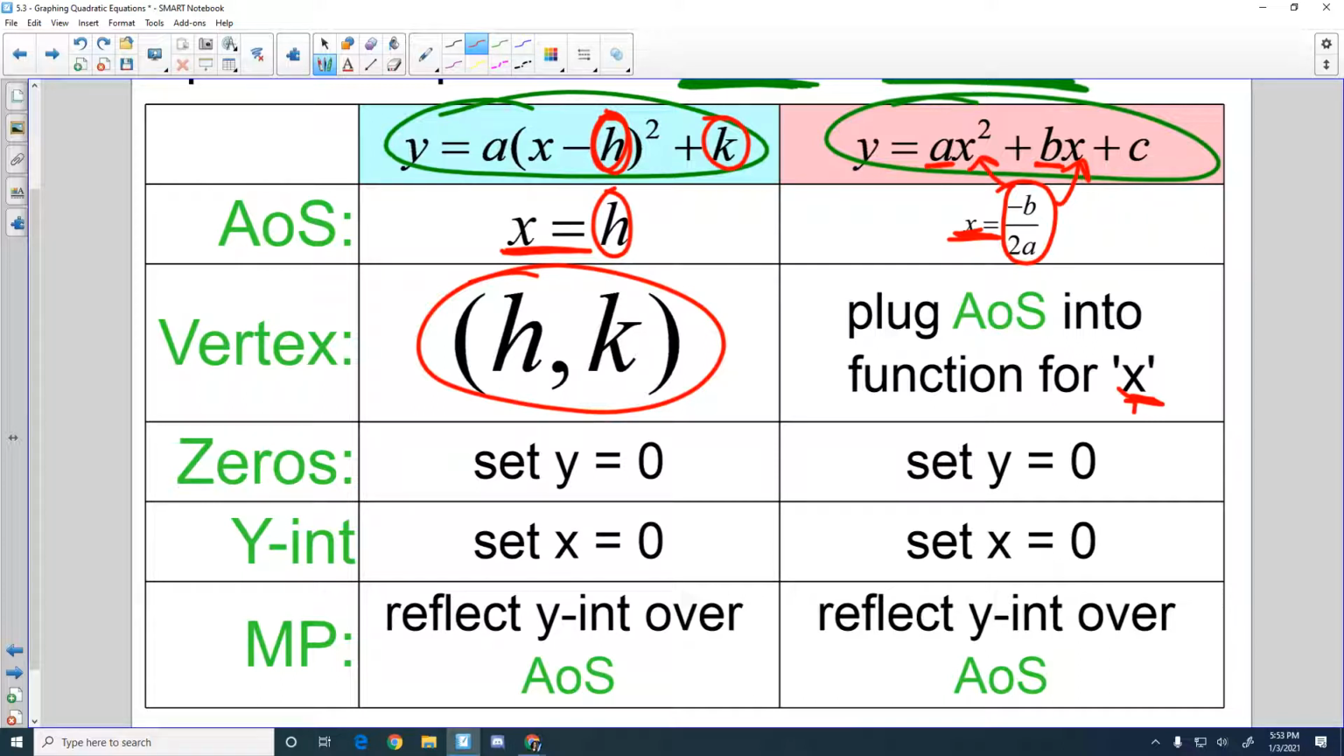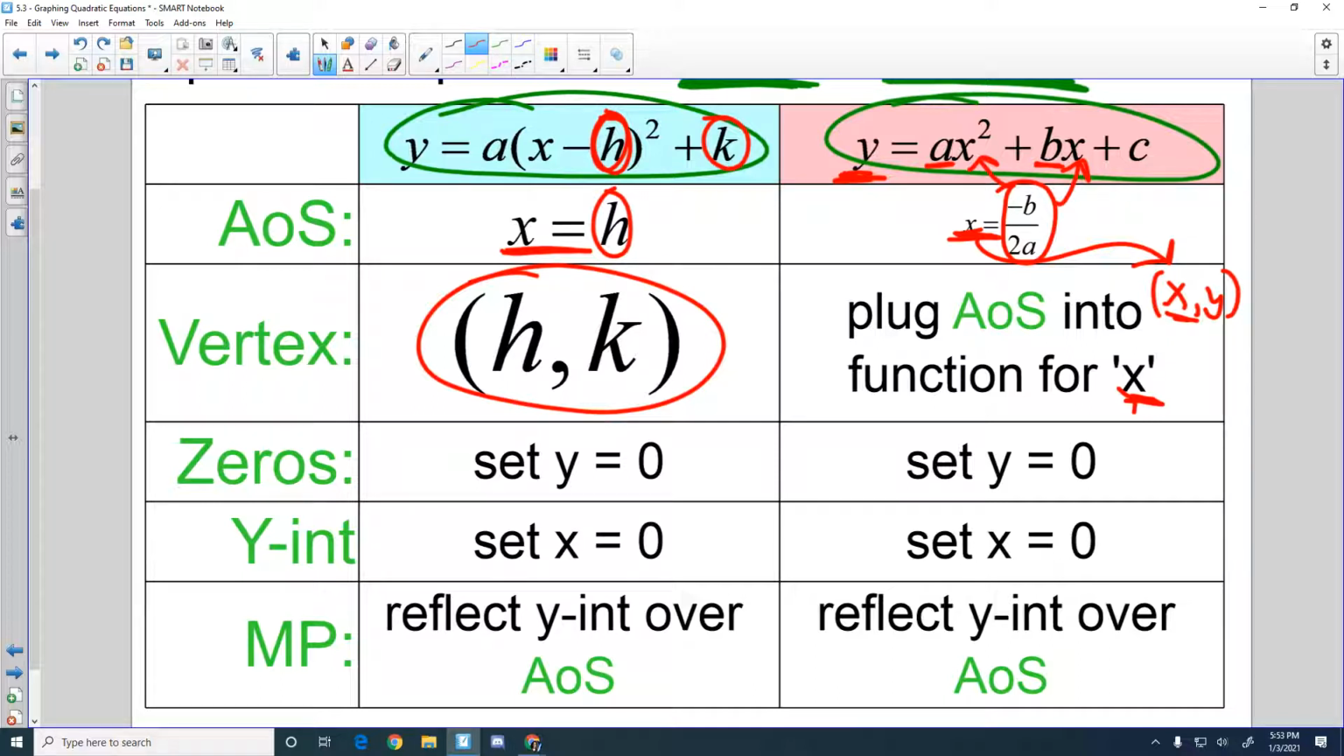And so you're just plugging it into the equation to get the y value, because the vertex is going to be an ordered pair, x comma y. We already know the x because we got that in the previous step. That is the axis of symmetry. Then to get the y, you just plug the x value into the equation.